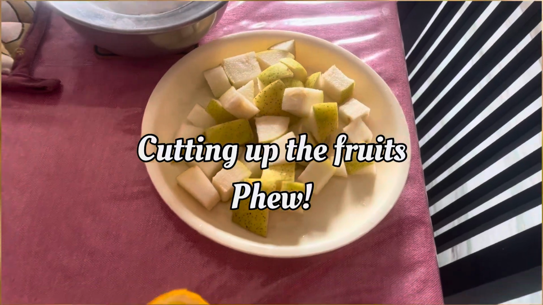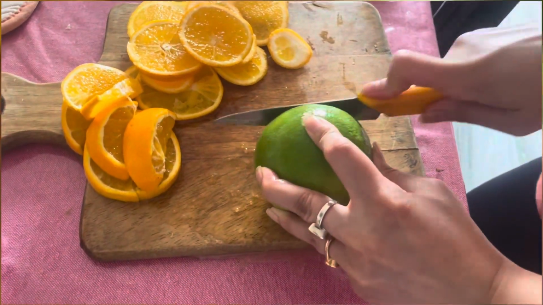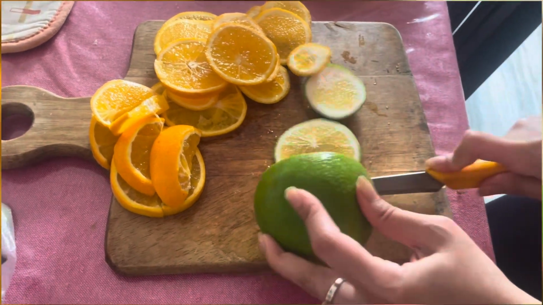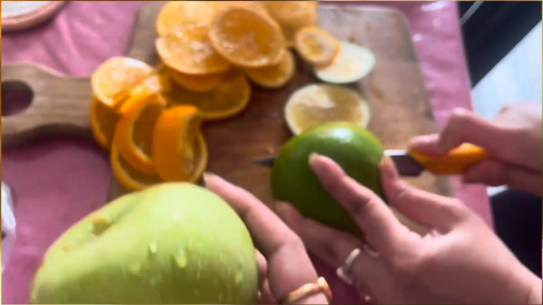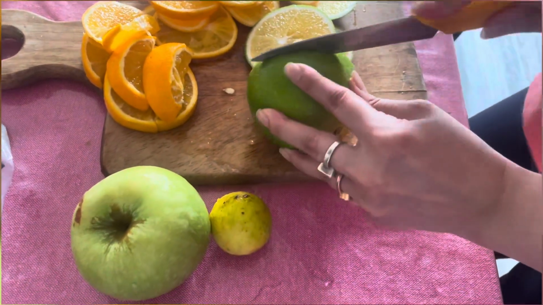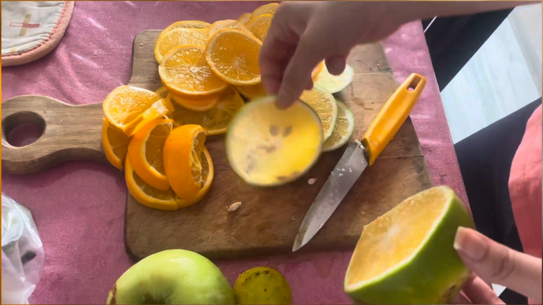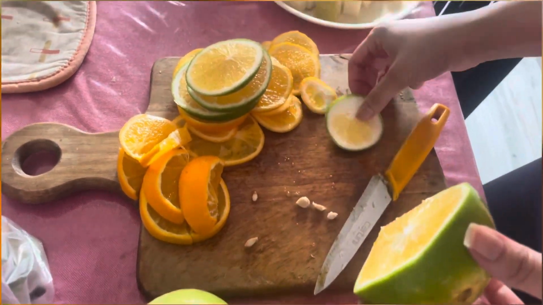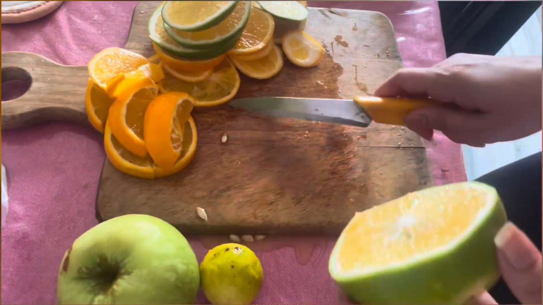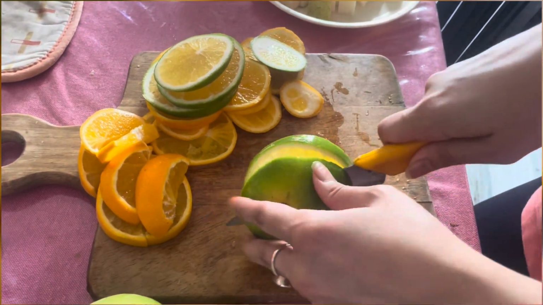So this is the first step. I'm cutting up the fruits. This is an orange, and these are two different types of orange, and I have a green apple with me here. You can use any seasonal fruit that you like. I'm going to be using these. This is what I got. And so I have a lemon here with me as well. I think it is a lime, not lemon, but you can use a lemon as well.